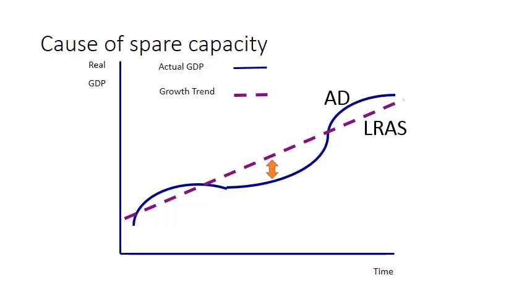So this gap here, and those of you that think, isn't this just a negative output gap? You're right, negative output gap and spare capacity in macro are essentially synonymous. That gap there between actual GDP and our productive potential is caused by a lack of aggregate demand. So it's lack of aggregate demand that causes spare capacity in an economy.